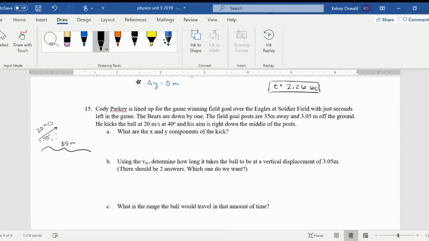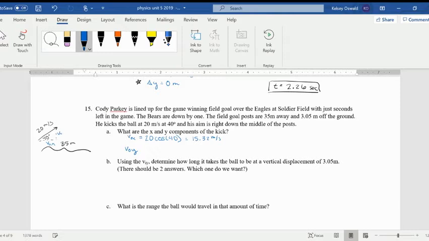Okay. So the first thing we want to do is find our x and y components. So this is where we're going to want to use our trig. Looking horizontally, or the x component, that's going to be our adjacent side. So here we'd want to use cosine. So do 20 cosine 40 to get that horizontal component to be 15.32 meters per second.